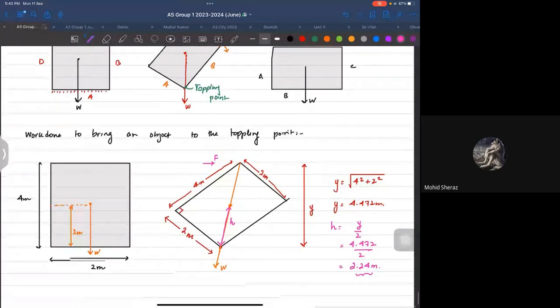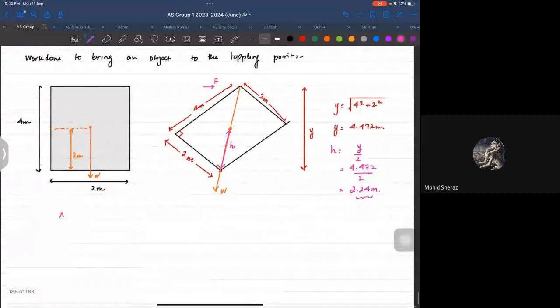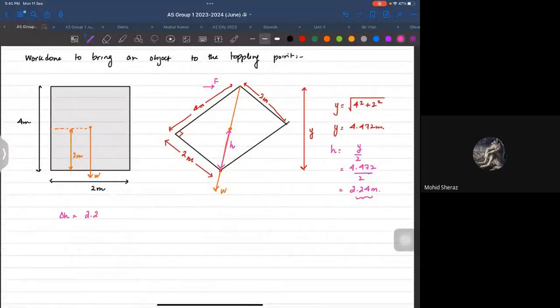So from before, the change in height is going to be 2.24 minus 2, so it's going to be 0.24. And the work done to do that would have been force times displacement. Let's suppose this was 500 newtons, so the total work done would be 500 into 0.24, which is 120 joules, and after that it is going to fall itself or topple on the other side. Is it clear, everyone?